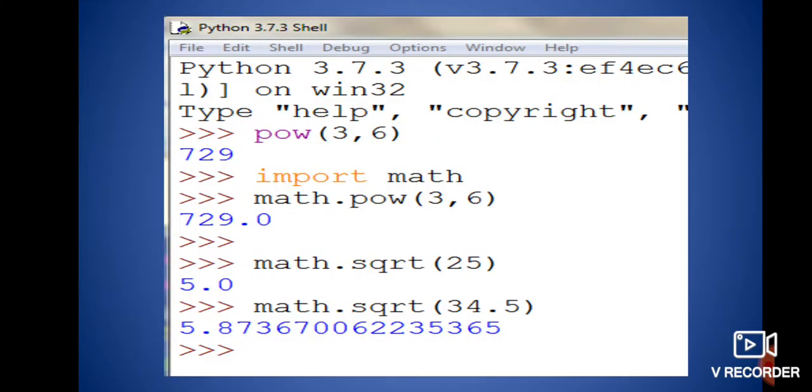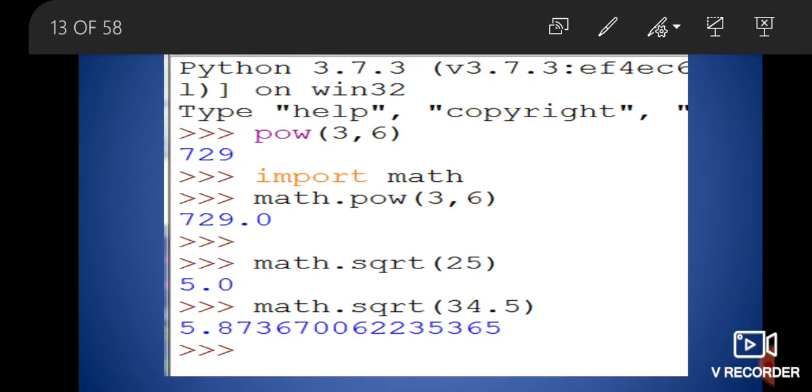Now let us see the practical implementation of these two functions. Here you can see that I have used the pow function without even importing the math module. See children, I told you that this function is present in both forms, inbuilt form also and present in a module also. So it can be used in both ways. So here I have used it without importing any module, and I have called it directly because this one is the inbuilt form of this function.